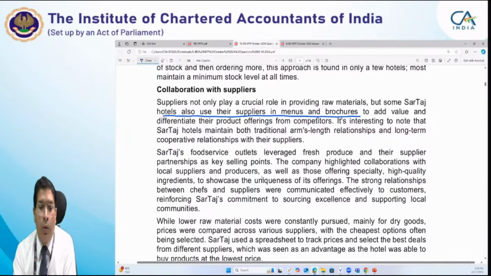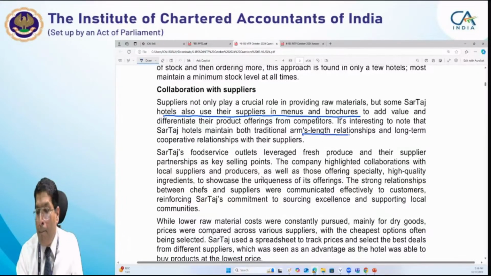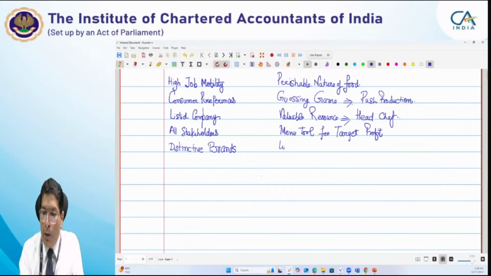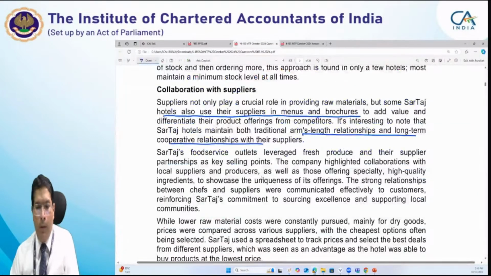It's interesting to note that Sartaj Hotel maintains both a traditional arm's length relationship and a long-term cooperative relationship with suppliers. Please note, long-term relationship with suppliers.